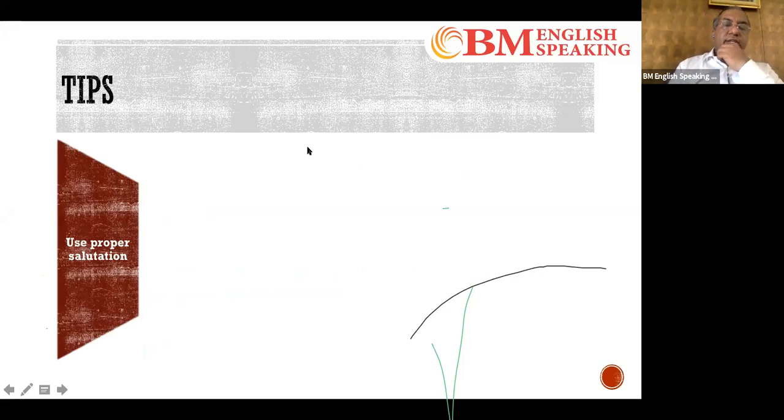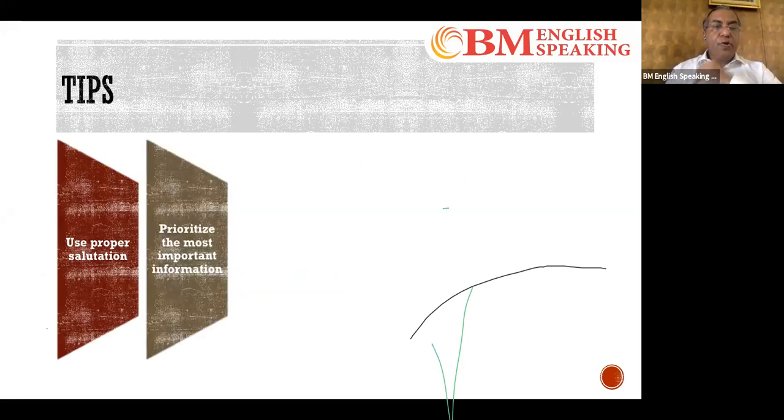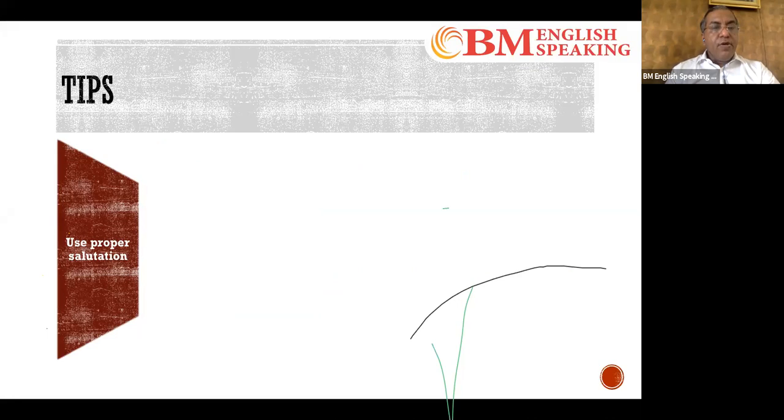So let's learn some tips. Use proper salutation. Prioritize the most important information. Use a proper salutation, which means that of course you should write Dear and then the last name. So, Dear Mr. Shah or Dear Swati. When you take a first name, you can directly write Dear and the first name. And if you are writing the last name, then you need to add Mr., Mrs., or Miss.